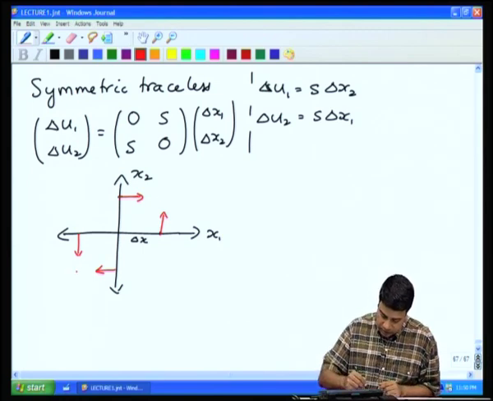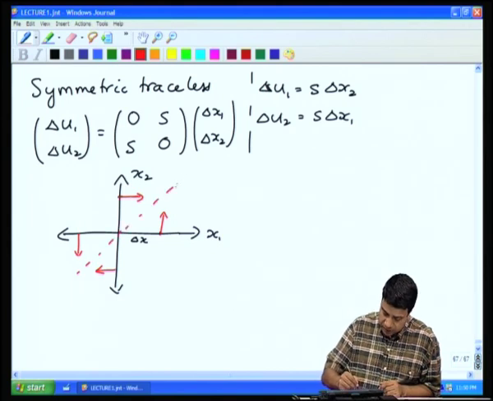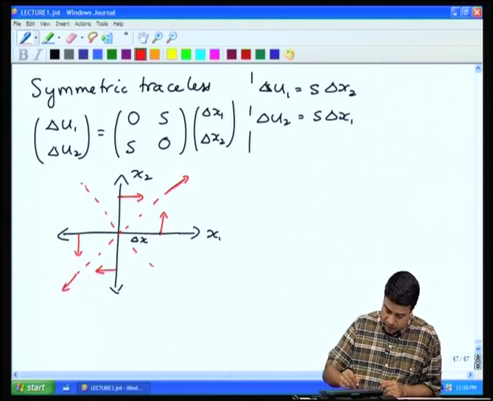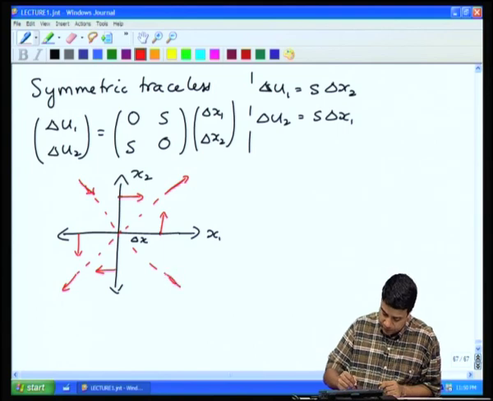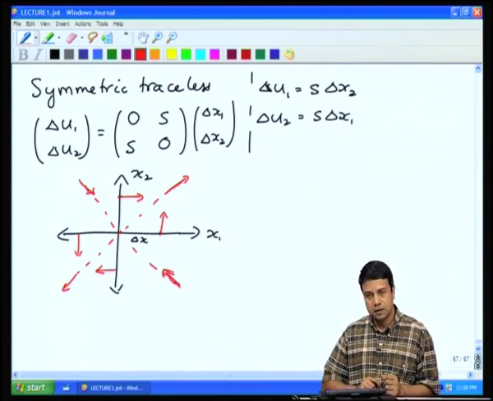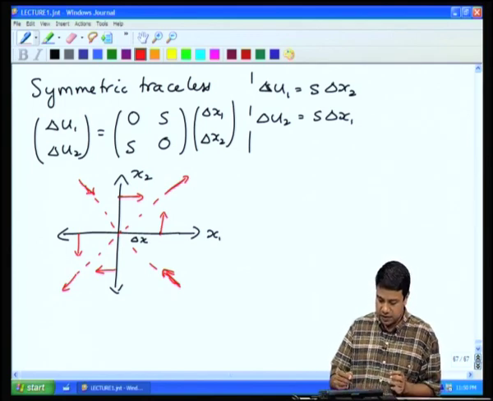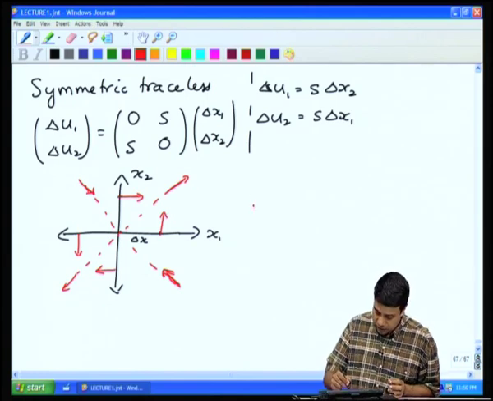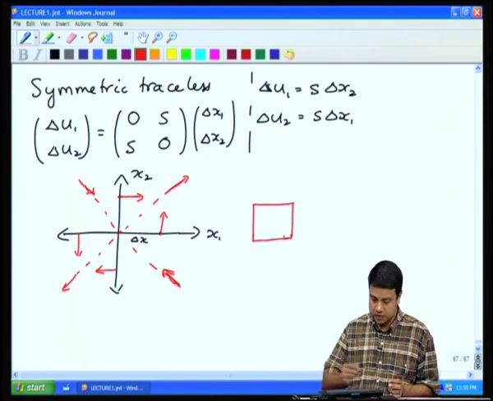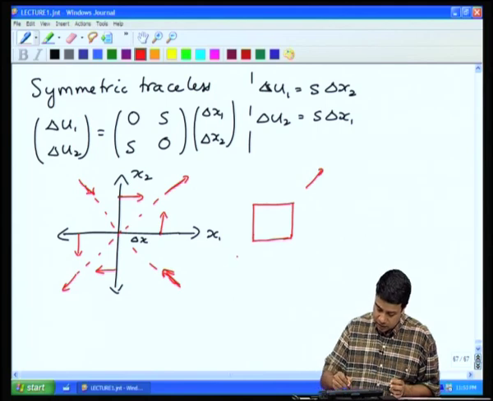Along the 45 degrees in this direction, you will have outward flow, and along the 45 degrees in this direction, you will have inward flow. So, this is called pure extensional strain. If I had a volume of fluid that initially looked like this, it is getting stretched along the plus 45 degrees and is getting compressed along the minus 45 degrees.